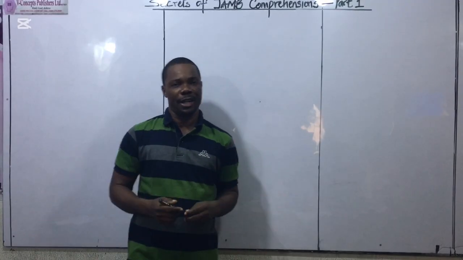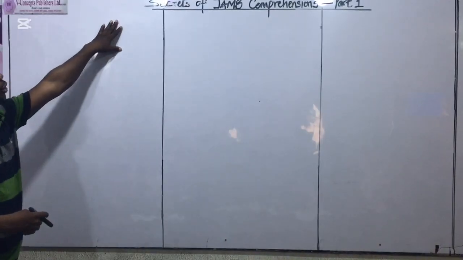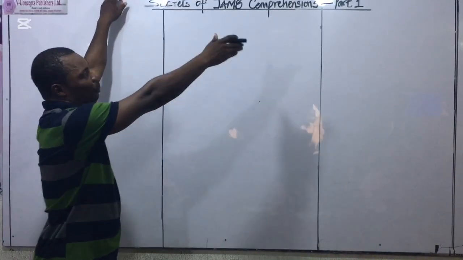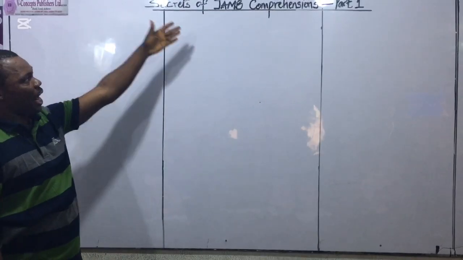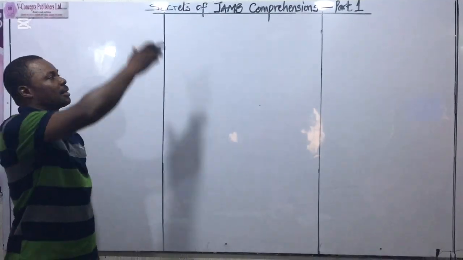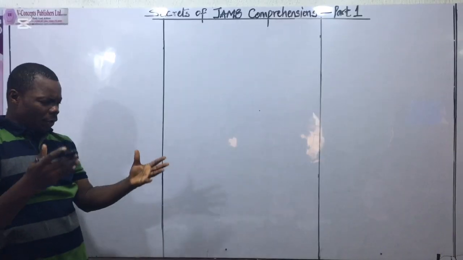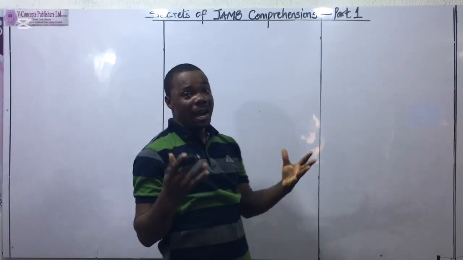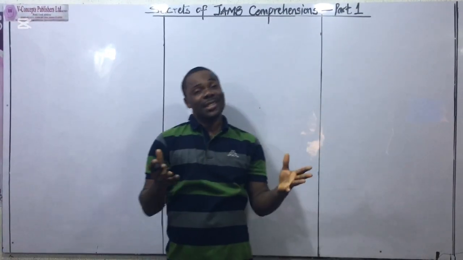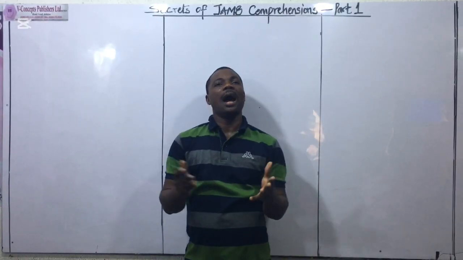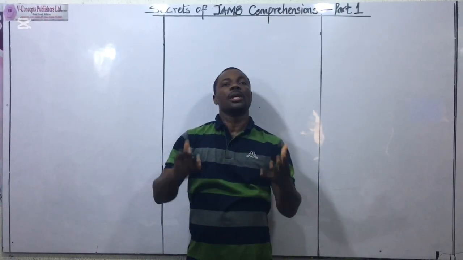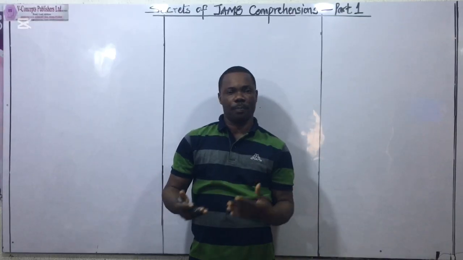Want to start a new series on JAMB Comprehension. On the caption, Secrets of JAMB Comprehension, Part 1. So we are going to begin by asking ourselves a very simple question. What are JAMB comprehensions all about? And how are JAMB comprehension passages different from WAEC comprehension passages?